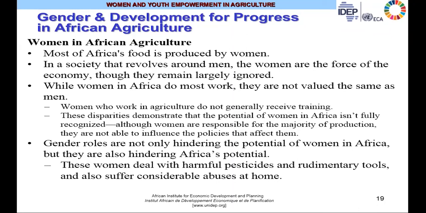So the priorities which have been accorded to women are because of women's primordial role. Women play an important role in African agriculture because most of Africa's food is produced by women. In a society that revolves around men, women are the force of the economy, though they remain largely ignored. Women in Africa do most work, but are not valued the same as men. Women who work in agriculture do not generally receive training. These disparities demonstrate that the potential of women in Africa isn't fully recognized.